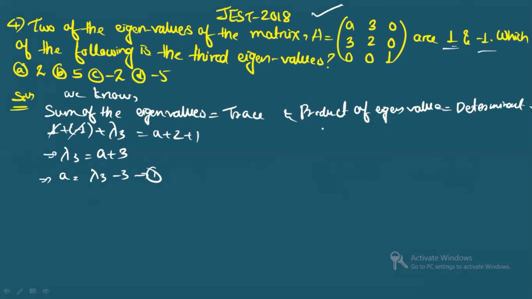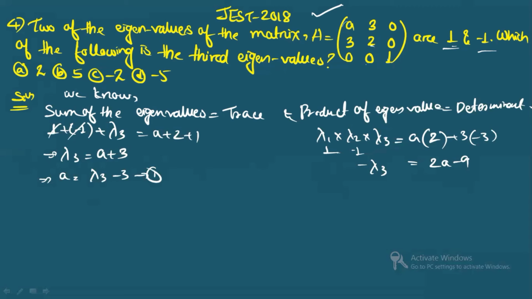Next, what you will do? Product of the eigenvalues is lambda 1 into lambda 2 into lambda 3, and it is equal to the determinant. The determinant you can just calculate and see, this into this. So you will get A, 2 minus 0 is 2. Again, if you put 3, you will get plus 3, this into minus 3. The 0 term will give you 0. So finally, this is 1, this is minus 1, so it is minus lambda 3. This will give you 2A minus 9, right? This is what you will get. So lambda 3 equals 9 minus 2A.